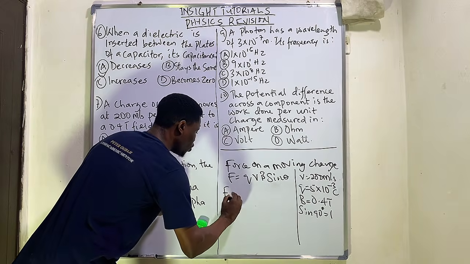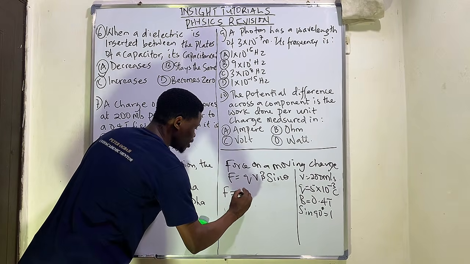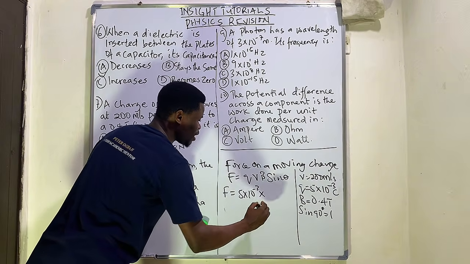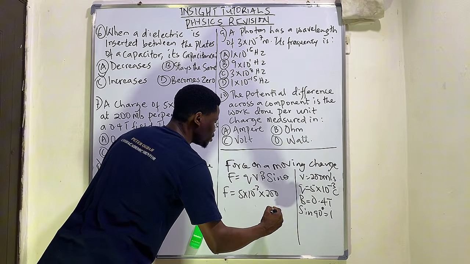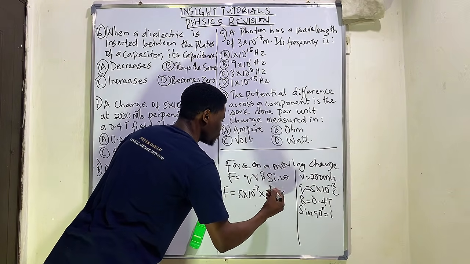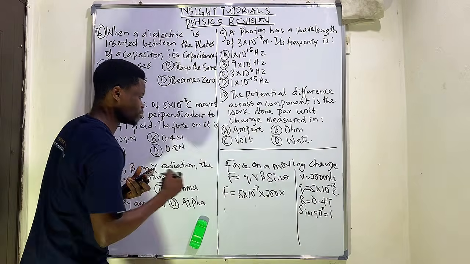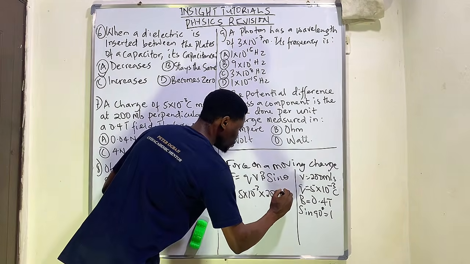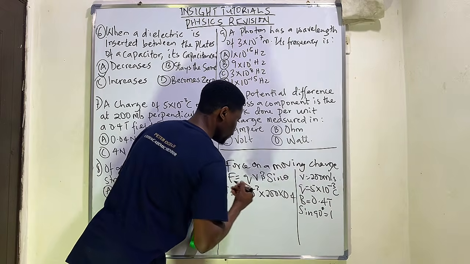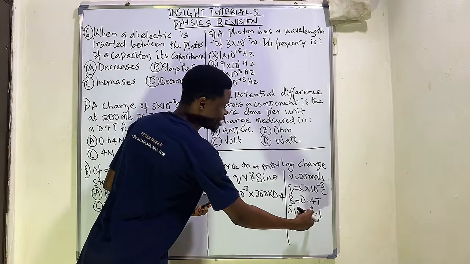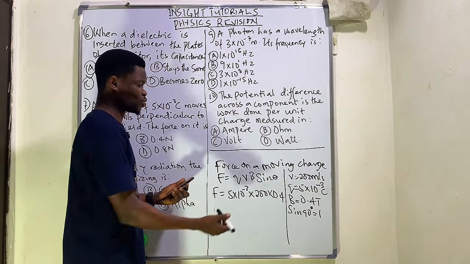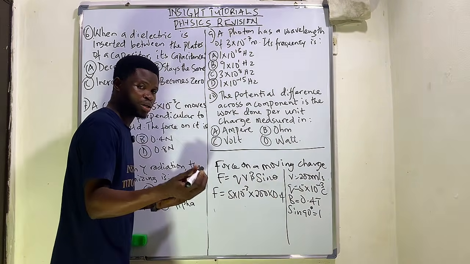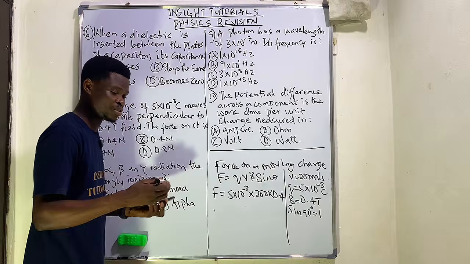So our force is given by the charge of 5 times 10 to the power of negative 3, times our velocity of 200, times our magnetic field strength of 0.4. So we all know that sine 90 is the same as 1. So if we multiply with sine 90, it's more like you say multiply with 1. So it's still not very significant in terms of multiplication.